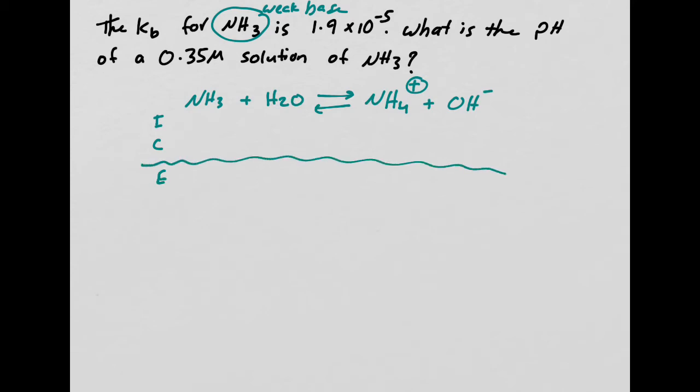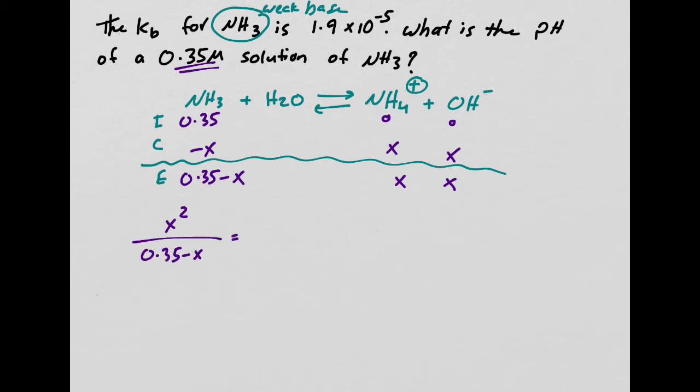Okay, nothing has changed. You guys got this down. The initial concentration is 0.35. So minus X, X, and X. Again, I'm going a little faster because you guys know this part. I know you do. So then I'm going to set up the equilibrium.